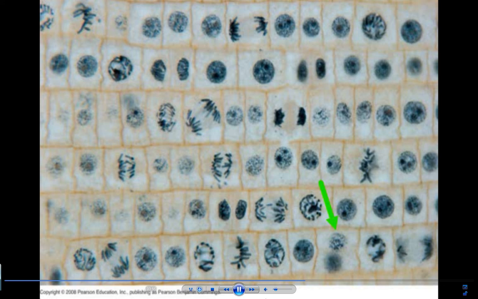So if we take a look at the onion cells undergoing mitosis, at the cell on the bottom, you're seeing the 2 nuclei in one cell. That's how you identify it as being in telophase.